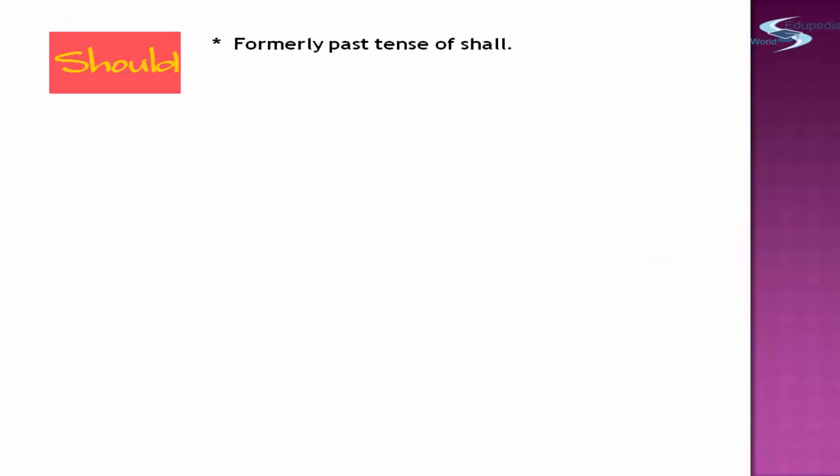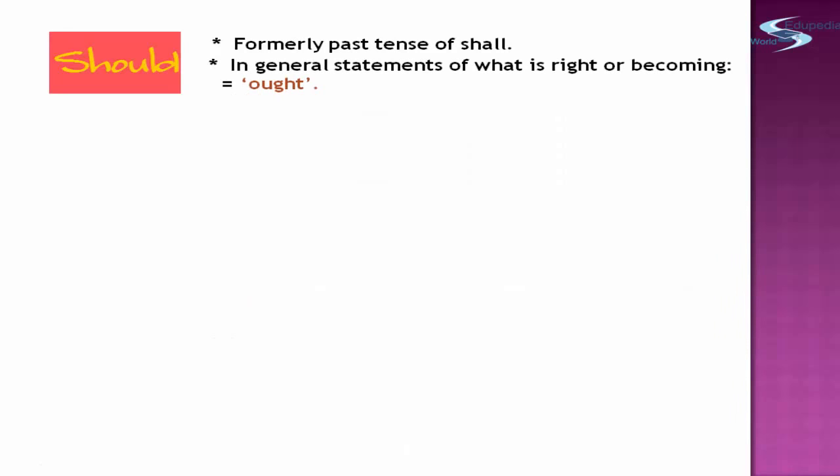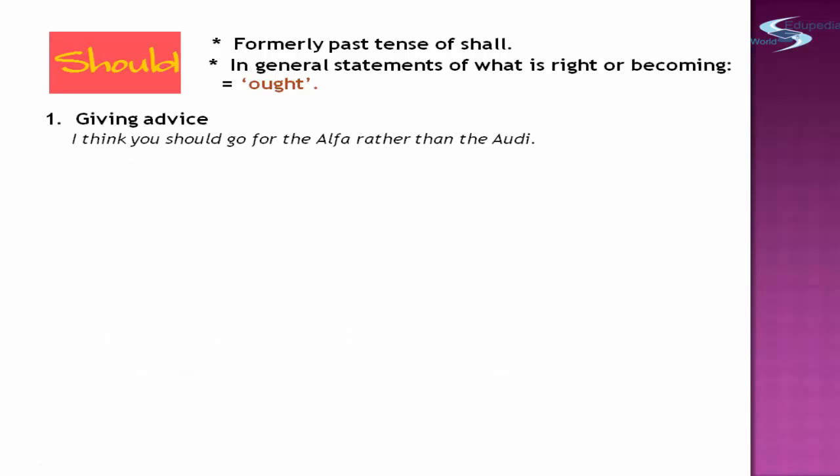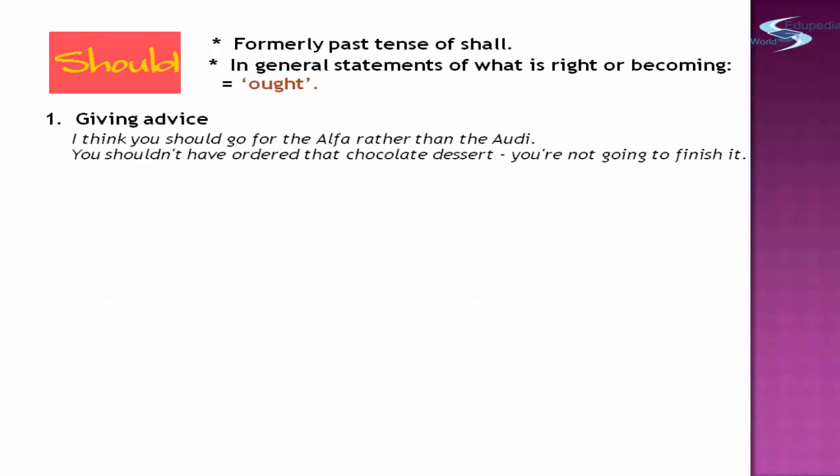Should. The modal should, formerly the past tense of shall, is used in general statements of what is right or becoming. It can use ought. It can function for giving advice. I think you should go for the Alfa rather than the Audi. You shouldn't have ordered that chocolate dessert. You're not going to finish it.